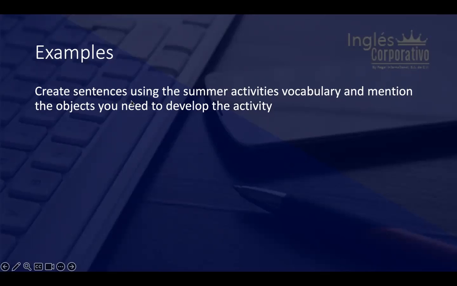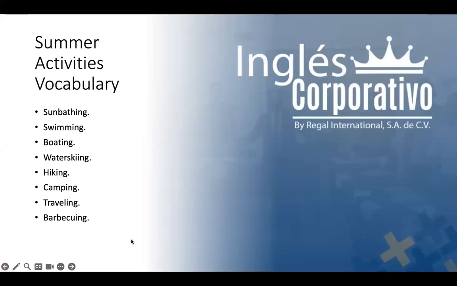Remember, en esta clase no les traje ninguna structure, porque ya vimos anteriormente lo de simple past, cómo se estructura, cuáles son los verbos que podemos utilizar y qué modificación tienen esos verbos cuando están en pasado simple. Don't worry, ustedes pueden intentar explicarlo de la manera que quieran. La cosa es que utilicemos el pasado simple y expliquemos una summer activity. Acá también pide que mencione algún objeto you need to develop the activity. Por ejemplo, el de traveling. What do you need to travel?